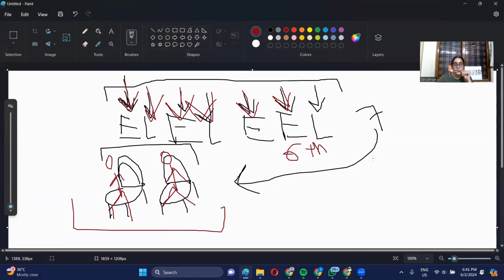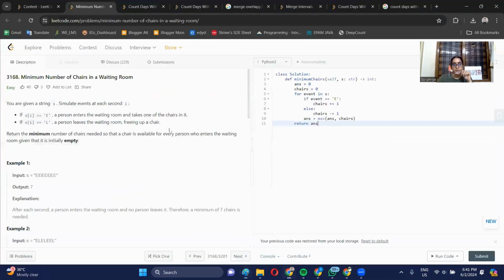So the maximum number of chairs that we need at a particular second will become the answer, the required number of chairs so that every person is able to find a chair in the waiting room. So this is it for the answer, for the code and the approach.